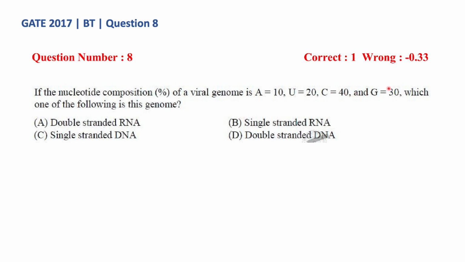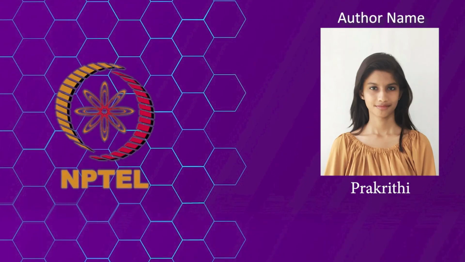So in case of a double-stranded structure, if there's 10% of A in the genome, the proportion of U should also be 10% because they base pair with each other. And the proportion of C should be equal to G. But in this case, that is not what we see. So clearly the virus has a single-stranded RNA genome, which answers our question. So the answer to this question is option B. If the nucleic acid composition of a viral genome is as follows, which one of the following is the genome? So this given virus is a single-stranded RNA virus.